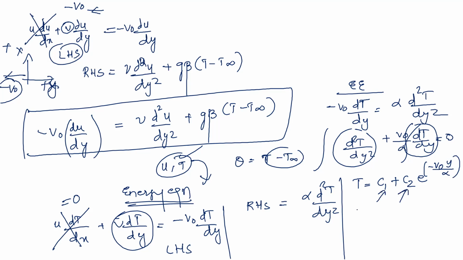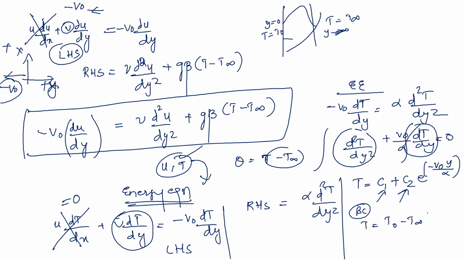For that, we need the boundary conditions. What are the boundary conditions? The action is happening here at y equal to 0, where the temperature is T equal to TO. And T equal to T infinity at y equal to infinity, so as y tends to infinity, T equal to T infinity. Substituting that, you will get T minus T infinity equal to TO minus T infinity into e raised to minus VO y by alpha. So theta equal to theta O e raised to minus VO y by alpha.